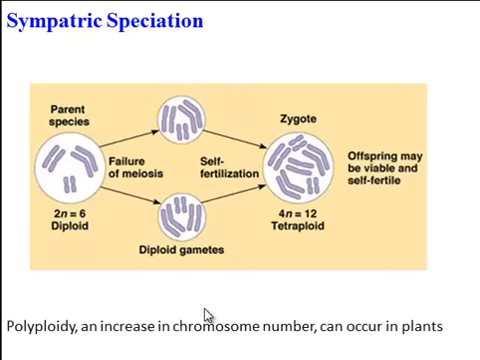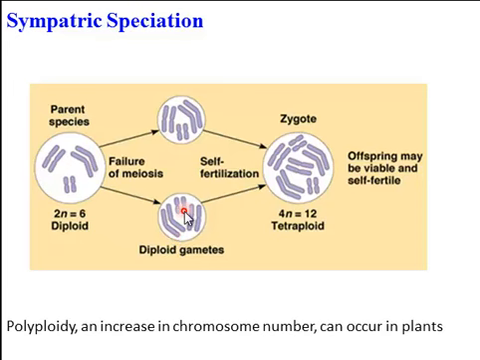Another important type of sympatric speciation, which occurs mainly in plants, is called polyploidy. Polyploidy is essentially an accident in meiosis that produces extra chromosome numbers. Here we have a plant cell that's supposed to have a diploid number of 6. Now during meiosis, we'd expect to see gametes with 3 chromosomes each, haploid gametes. But something goes wrong, perhaps non-disjunction, and we end up with gametes that each have 6 chromosomes.